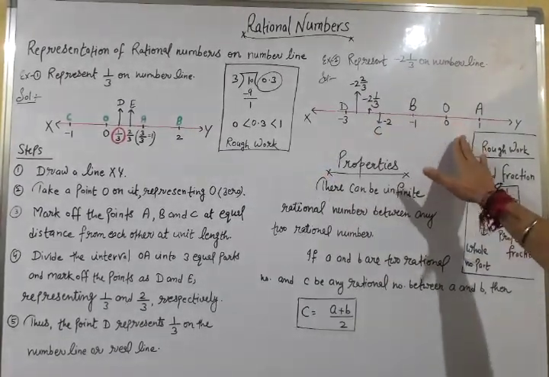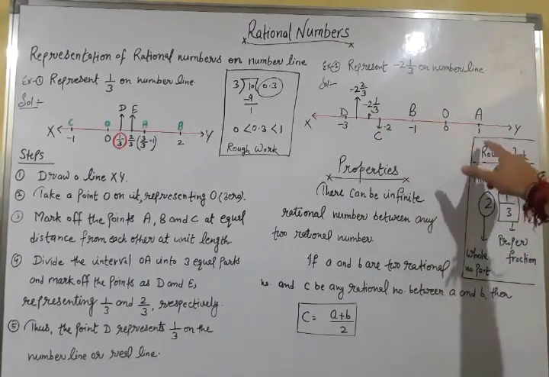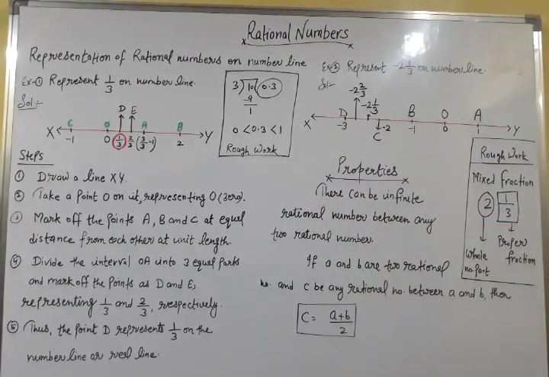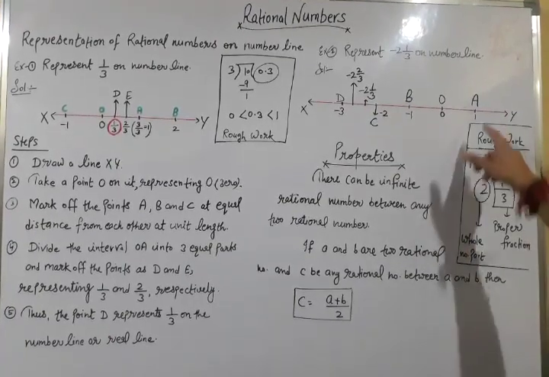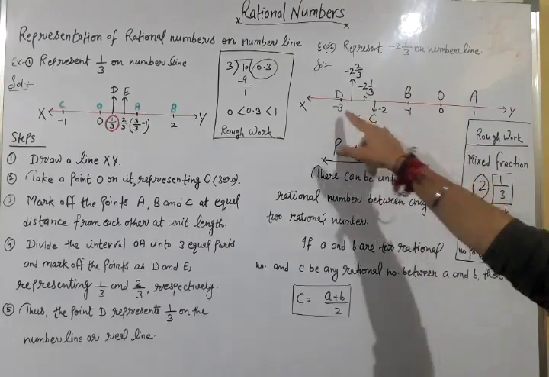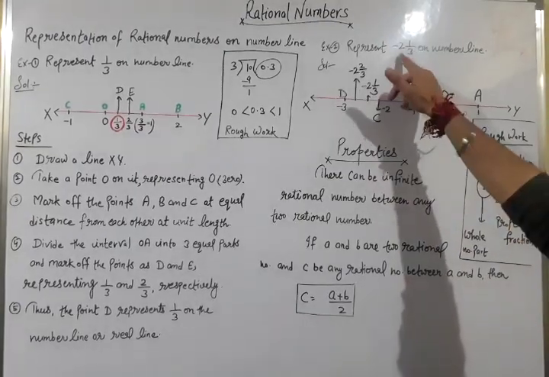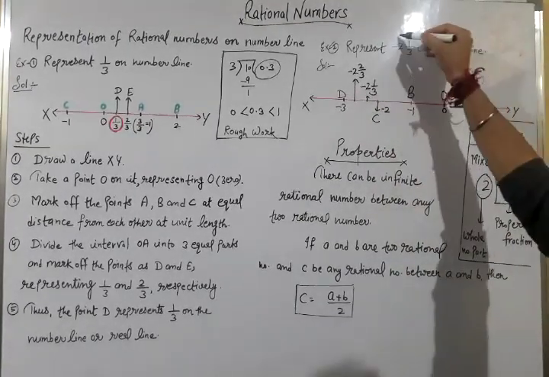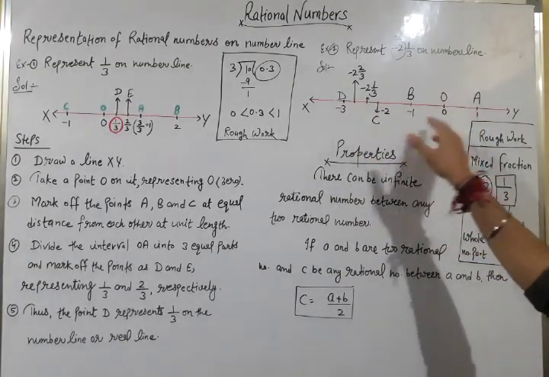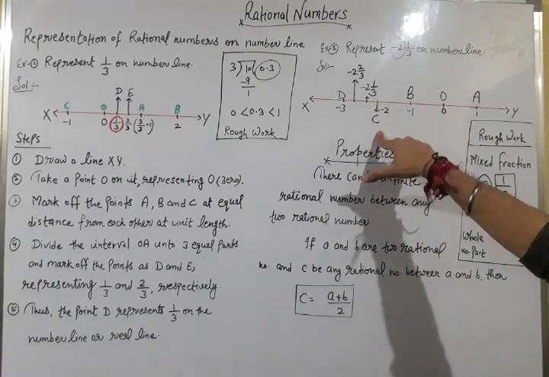First of all, we will draw a number line XY. We will take its middle point as O. We will mark off the points A, B, C and D at an equal distance by taking unit length. A will represent 1, B represents minus 1, C represents minus 2, D represents minus 3. Now 2 is a whole part and here the whole part is minus 2. Therefore, we will go to the left hand side of 0. C represents minus 2. It is the whole part, so it is minus 2.